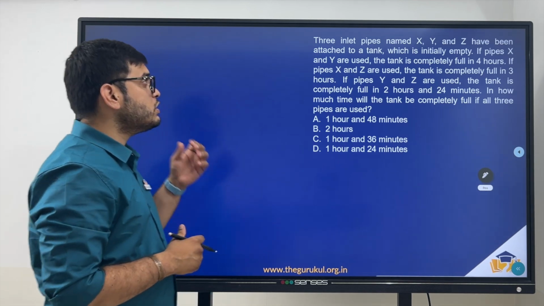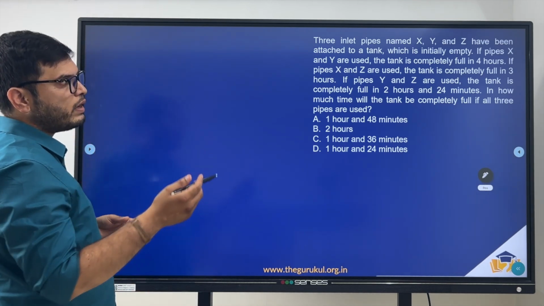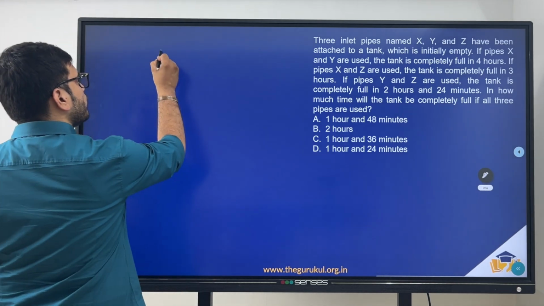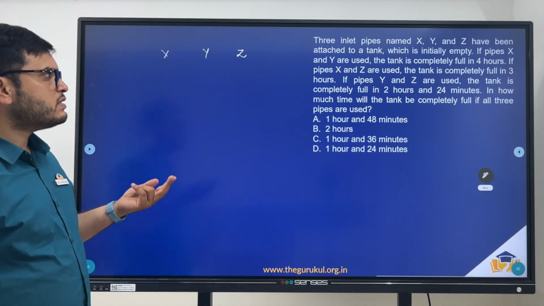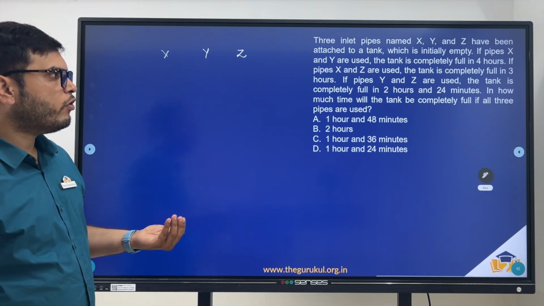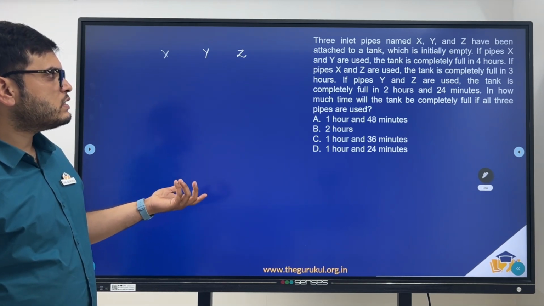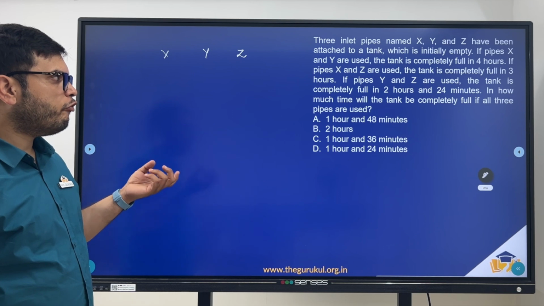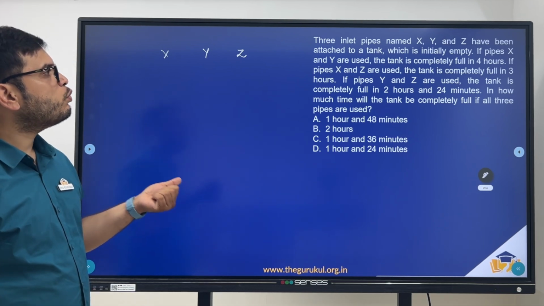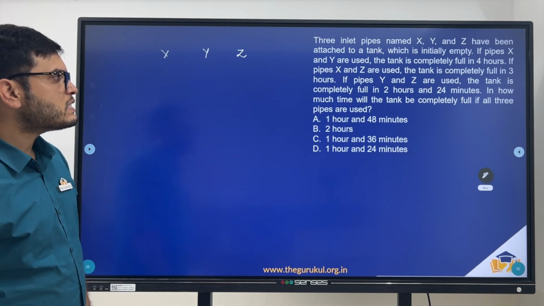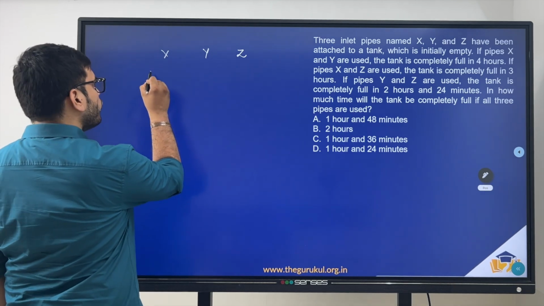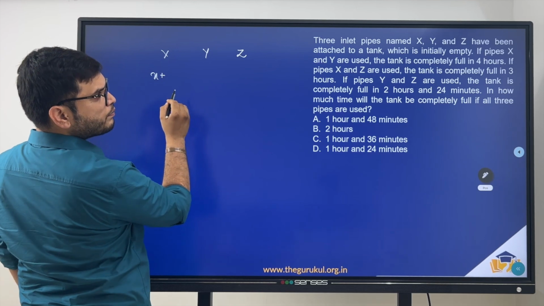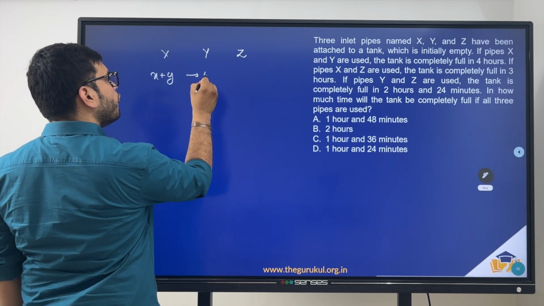Now coming to the third question, three inlet pipes named X, Y, and Z have been attached to a tank. Okay. All these three are inlet pipes. If pipes X and Y are used, the tank is completed in 4 hours. If pipes X and Z are used, the tank is completely full in 3 hours. If pipes Y and Z are used, the tank is completely full in 2 hours 24 minutes. Okay. So if we have both X and Y, that would take 4 hours.